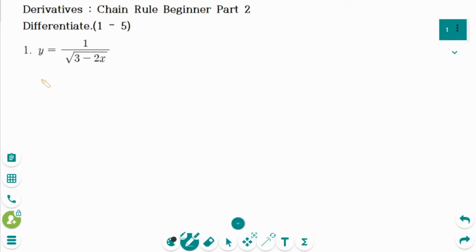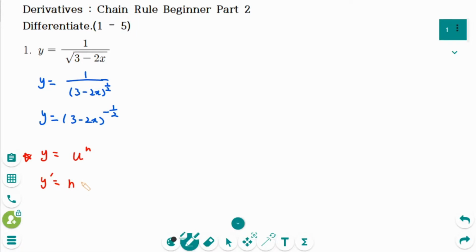We can rewrite as 1 over (3 minus 2x) to the power of 1 over 2. Then y equals (3 minus 2x) to the power of minus 1 over 2. Use the general power rule. If y equals u to the power of n, then y prime equals n u to the power of n minus 1 times u prime.